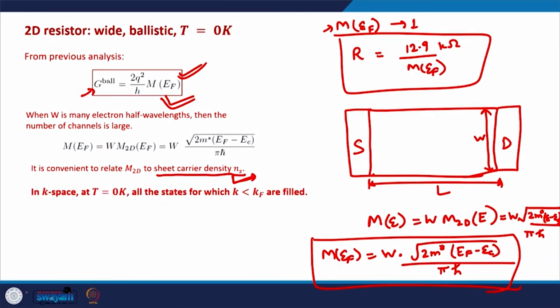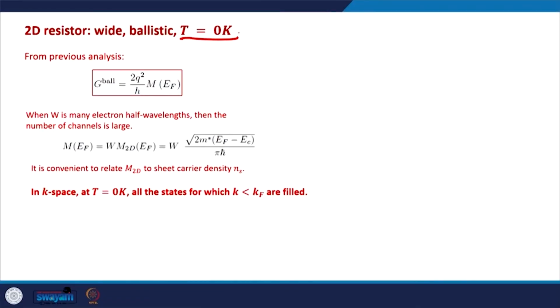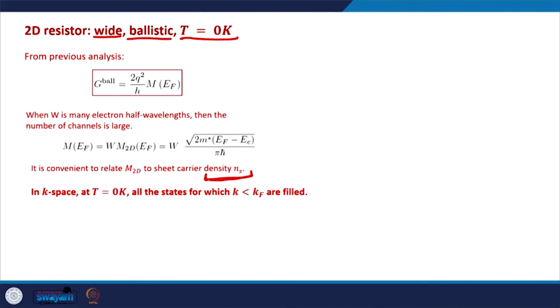For this, we need to go back to our understanding of the k space, the inverse space, because we are assuming that the temperature is very low, approaching 0 Kelvin, and we are assuming that the conductor is a ballistic conductor, but it might be a wide conductor. Many modes might be there in this. So, at 0 Kelvin, all of us know that all the states up to the Fermi level are filled in a material, okay? And all the states above the Fermi level are empty. So, in order to have a mathematical relation of this experimental parameter Ns, we need to go back to the k space.